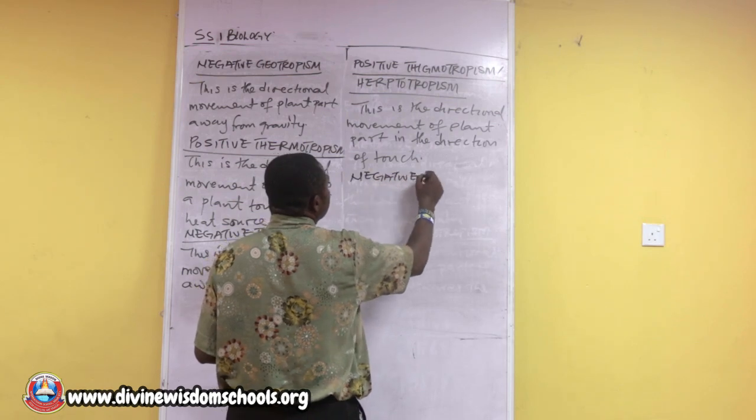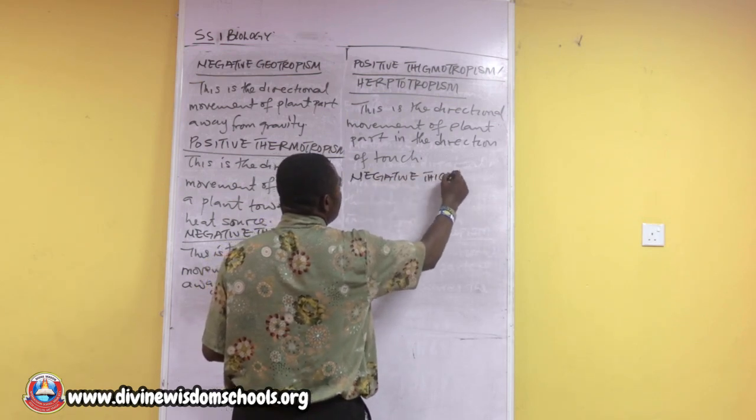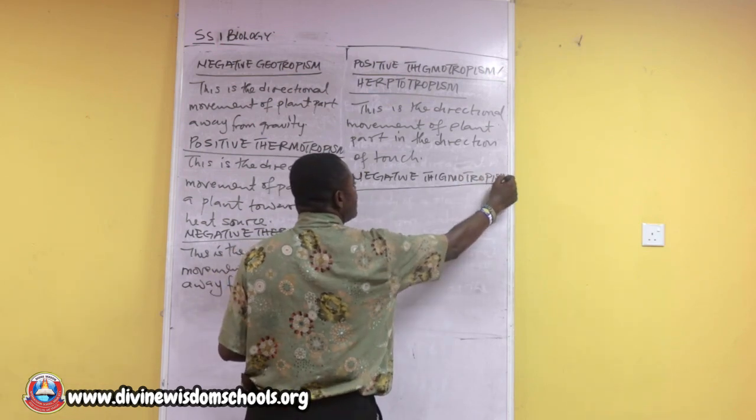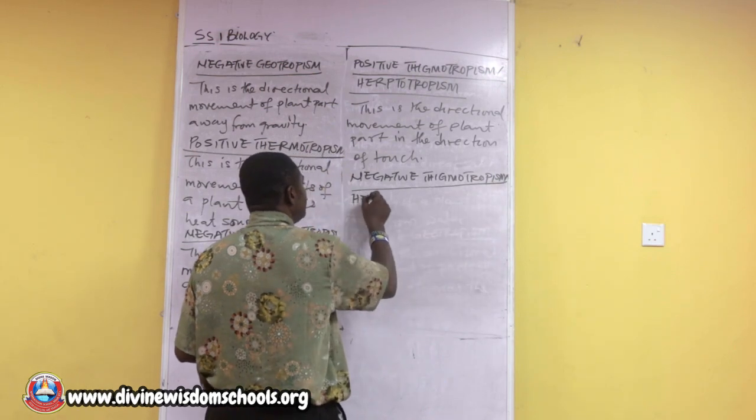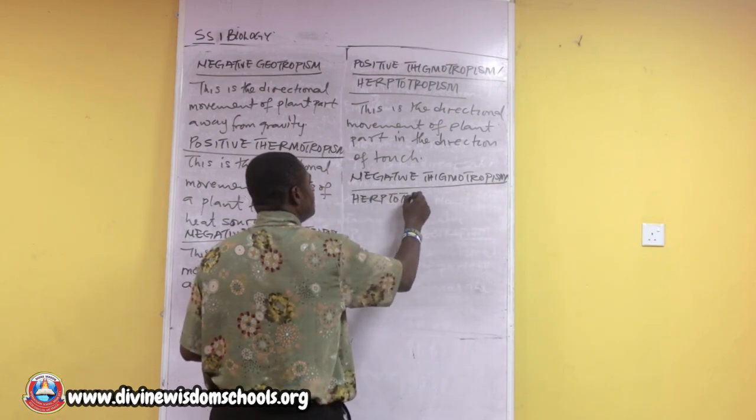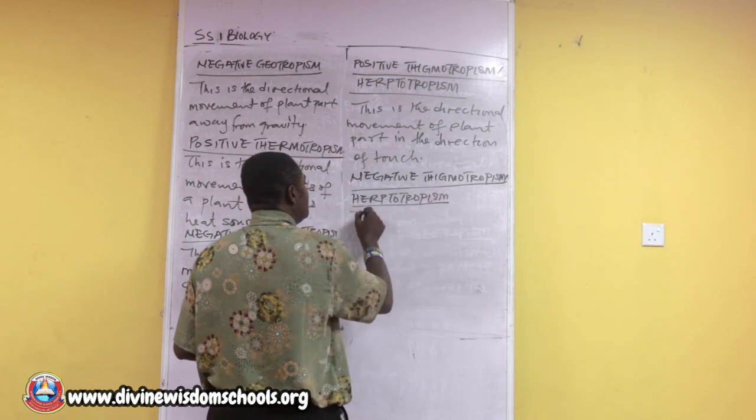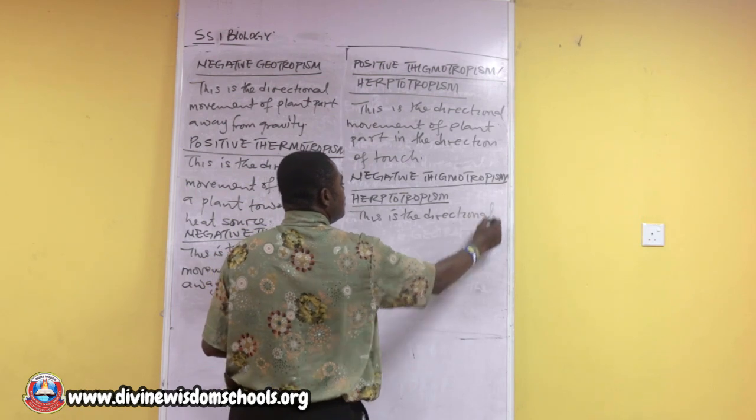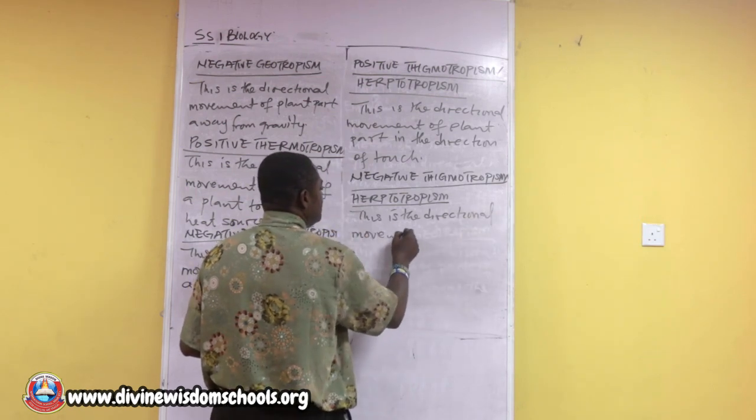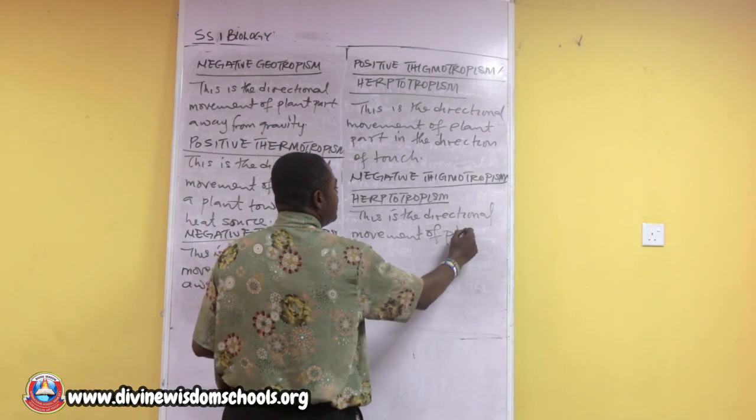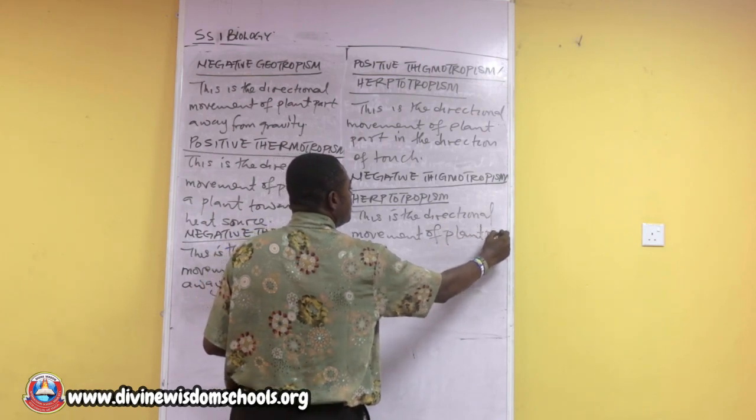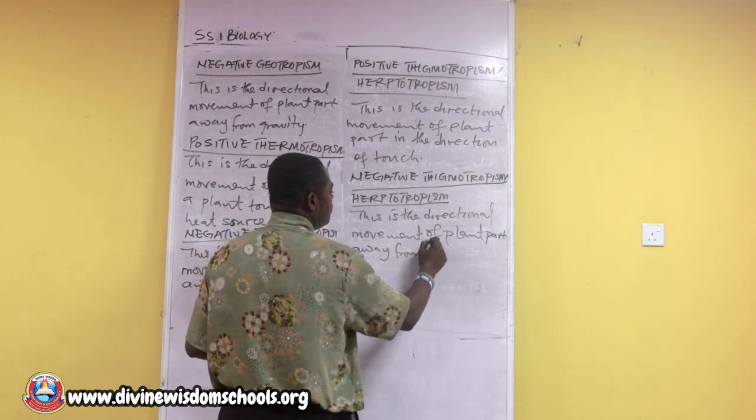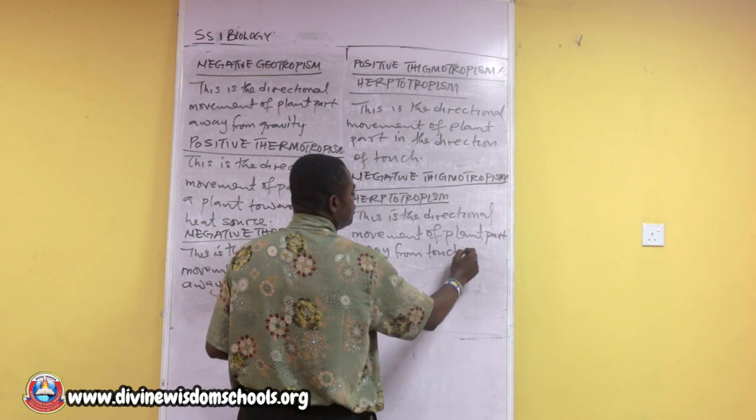So now we have the negative now. Negative thigmotropism. If you don't call it thigmotropism, you call it aptotropism. This is the directional movement of plant parts away from touch stimulus.